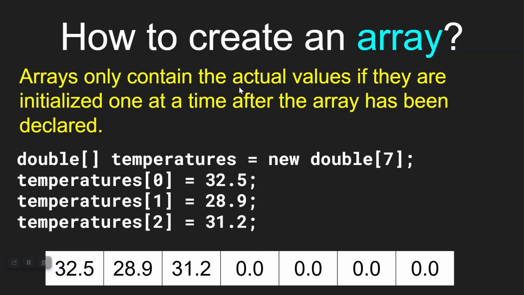Arrays only contain the actual values if they are initialized one at a time after the array has been declared. So again, if you declare an array like this, you have to go through and initialize each individual element to be what you want it to be. So this little algorithm that you see right here, I'm only doing the first three elements. So that means the other 4 would be set to 0.0. So that's just important to know that this is kind of how arrays work.